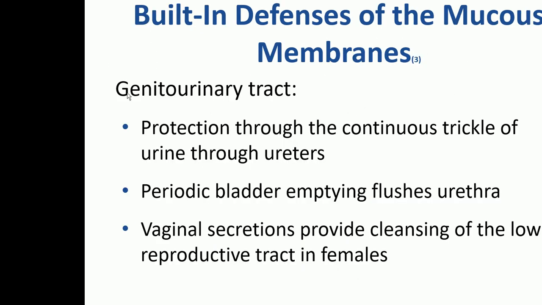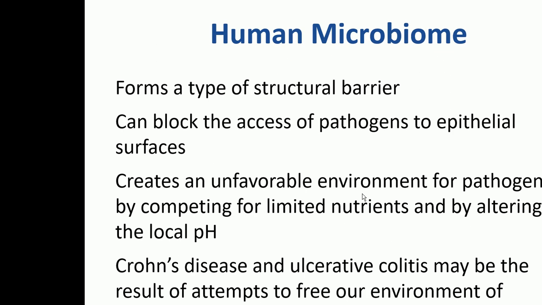In the genitourinary tract, there is protection through the continuous trickle of urine through the ureters. Vaginal secretions provide cleansing for the lower reproductive tract of females. Then there are many other examples.